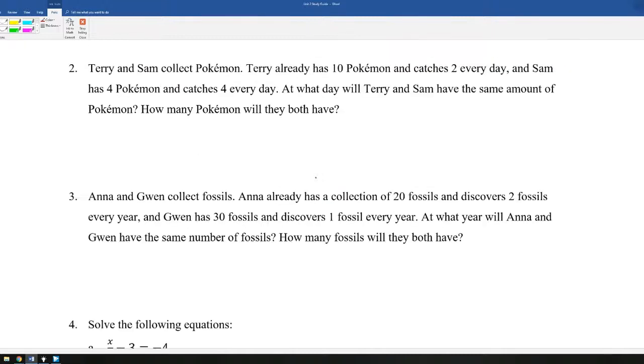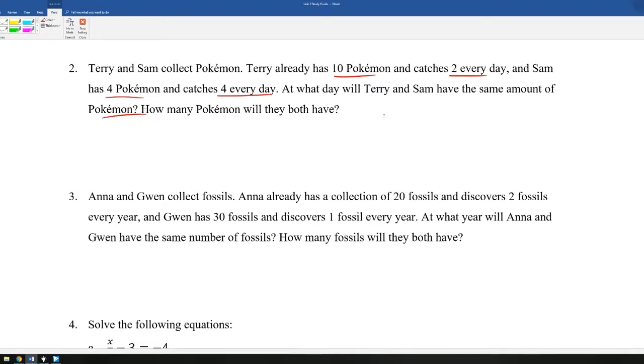All right, so here we are with Terry and Sam again. Ooh, getting mixed up. Terry and Sam collect Pokemon. Terry already has 10 Pokemon and catches 2 every day. We already did that guy, right? 2t plus 10. And then Sam, he has 4 Pokemon, but he catches 4 every day. And then the question is, at what day will Terry and Sam have the same amount of Pokemon?